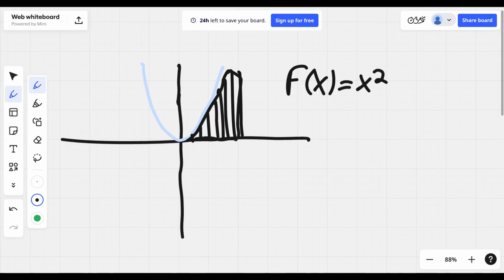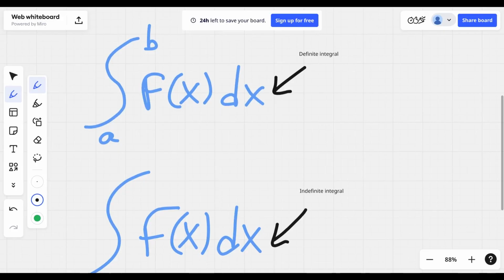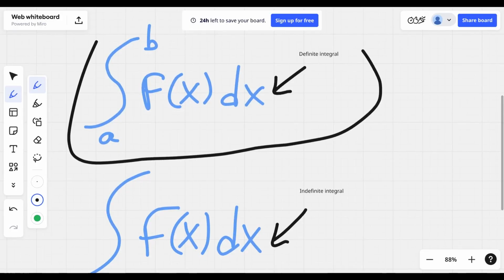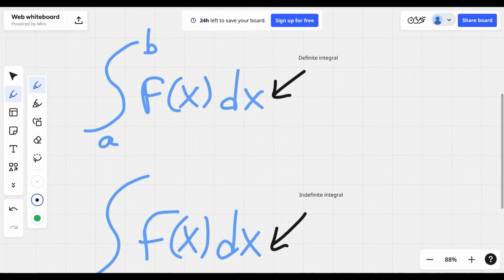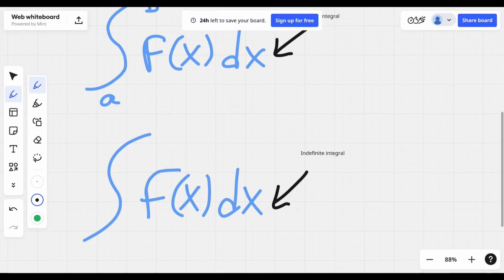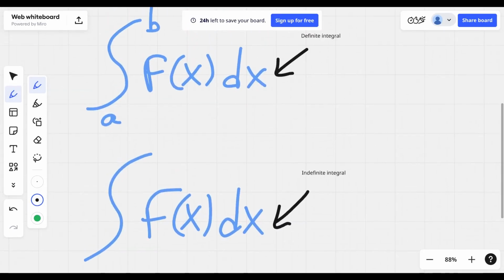There are two main types of integrals you'll encounter. First, the definite integral, which looks like this one here. So you start at a point A and you end at a point B. So you're trying to find the area under a curve from a point A to a point B. And that'll give you an exact value under that curve.